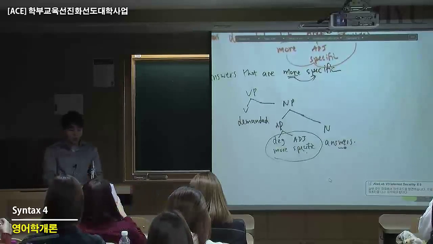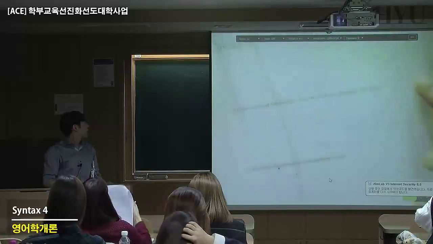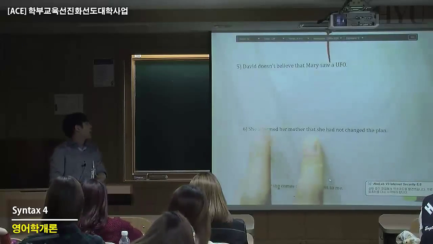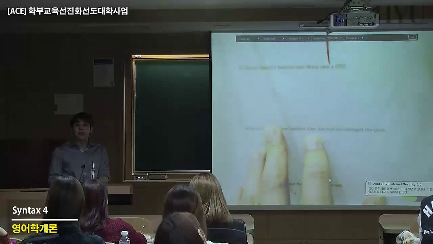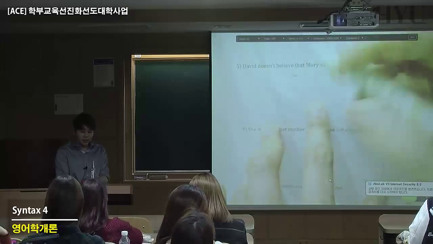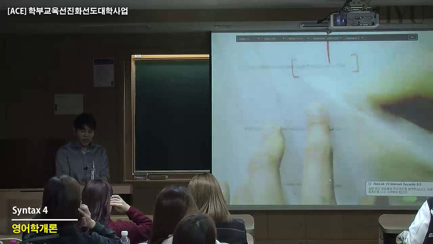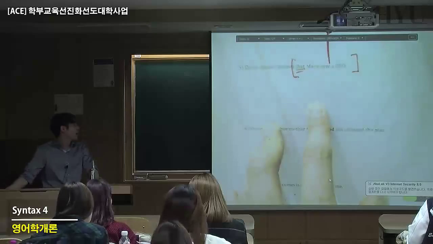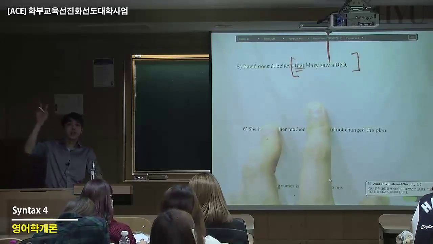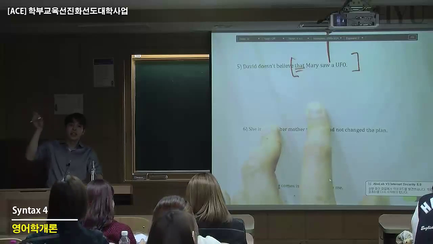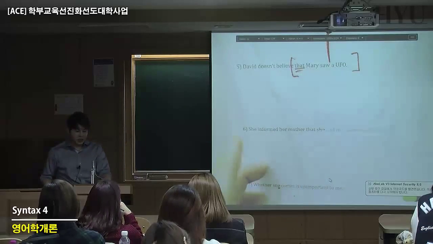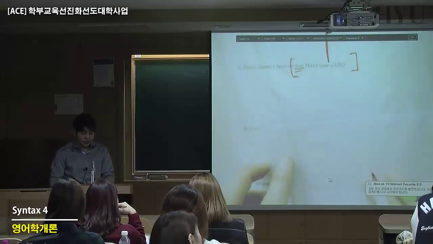Like number 5. Number 5 is a case of embedding, right? We have David doesn't believe that Mary saw a UFO. So the complementizer is here. The complementizer is the word that, right? And then we have another clause in there, Mary saw a UFO. So you have two S's. One is within the bigger one, right? So this one is easy. So you can just do S, right?